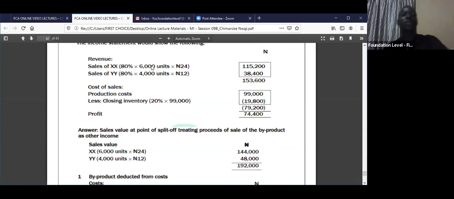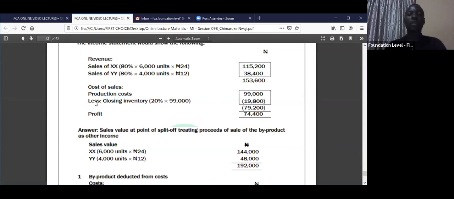Is it? Okay, 4,800. So if you sell it at 24 naira, this is what you're going to sell at the end of the month. For Y, 3,200 units are sold at 12 naira. This is what you're going to get. You add them. This is your revenue. What will your cost of sales be? Your production cost, which is 99 naira. We have deducted the sales value of the byproducts. So it is 99 naira for these two of them.